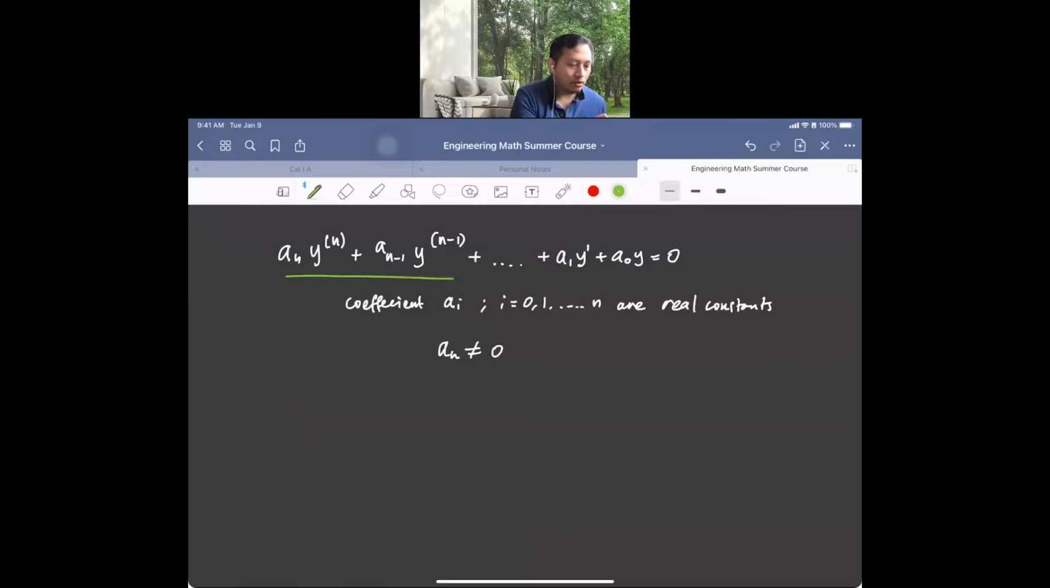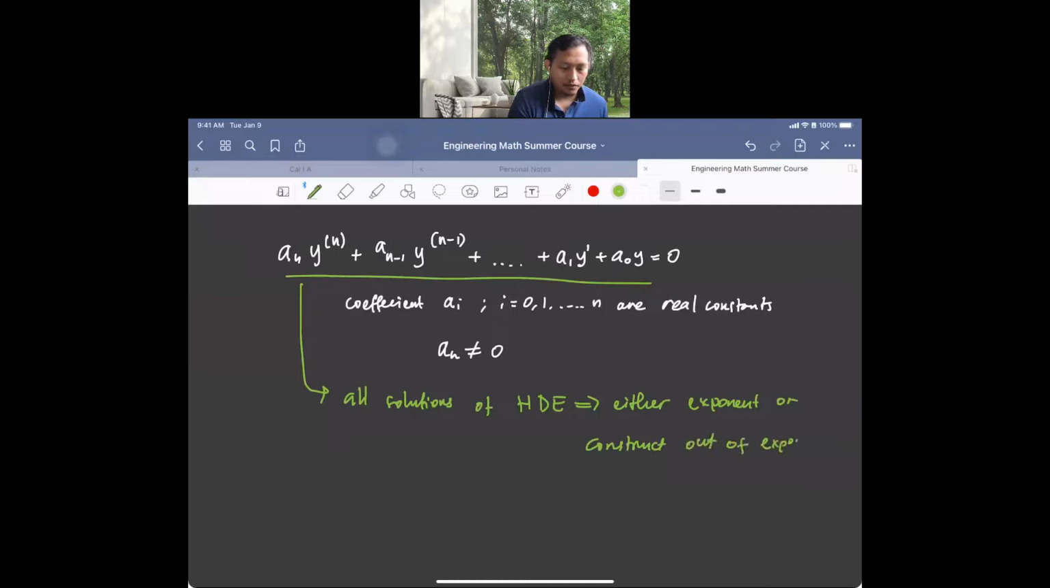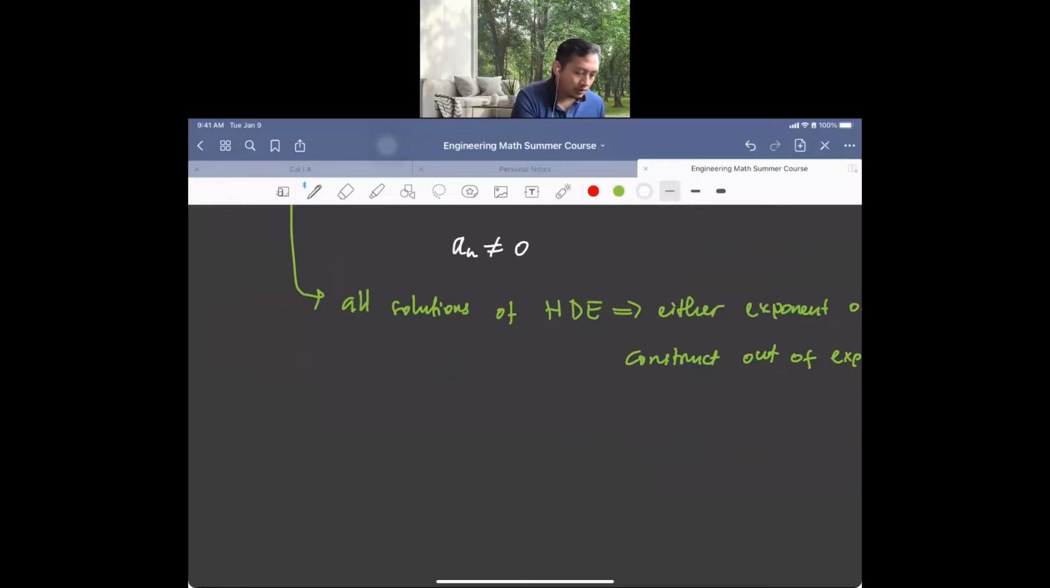So the fact is that most or all solutions of higher order differential equations are either exponentials or constructed out of exponentials. So you will see many e with power of something, right? Like the previous case that I showed you. Then we begin to see from, let's say, the second order differential equations.